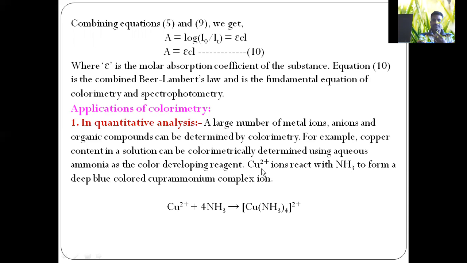When you take copper sulfate solution or copper chloride solution, it contains copper 2 plus ions. These copper 2 plus ions react with ammonia to form a deep blue colored cuprammonium complex ion, by the following equation. Cu2+ plus ammonia forms [Cu(NH3)4]2+. So this is the deep blue colored cuprammonium complex solution.